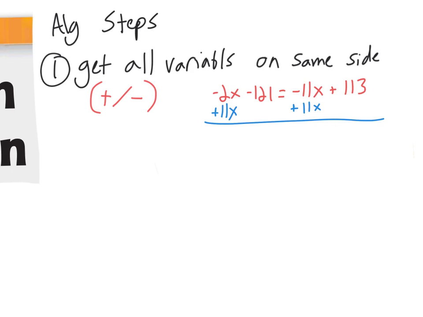All right. So we have 9x minus 121. We haven't touched that. Equals, now on the right side, you got negative 11x plus 11x. That equals 0. So we have taken that away. It's gone, so the only thing that's left is 113. So now by adding or subtracting, this one step has taken all the variables and put them on the same side. All of our x's are now on the left, which takes us to step 2.